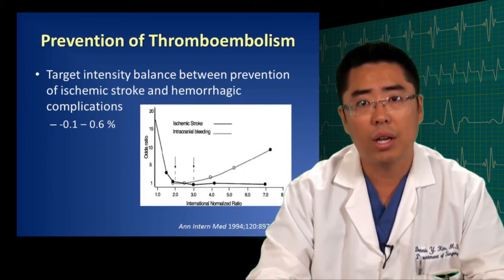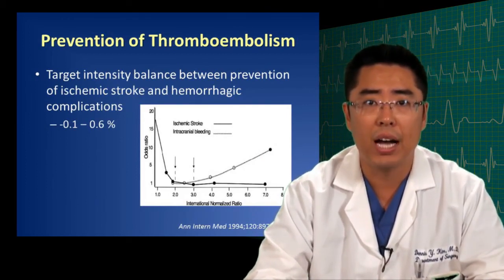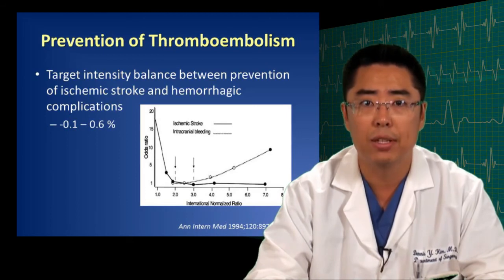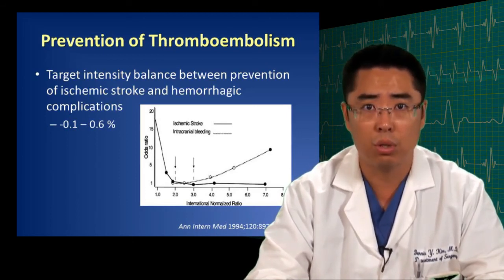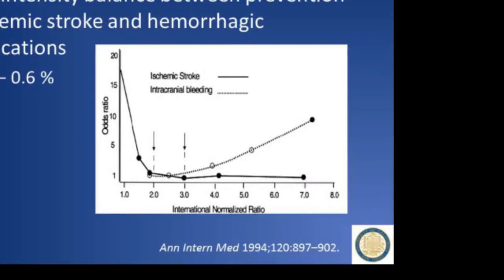In terms of the target intensity, again, this is a fine balance between prevention of ischemic stroke and hemorrhagic complications, which may occur on the order of 0.1 to 0.6%. But in general, the target INR for patients who are placed on vitamin K antagonists such as warfarin is between 2 to 3. As you can see from this chart, the risk for intracranial bleeding starts to increase significantly in patients with an INR greater than 4.